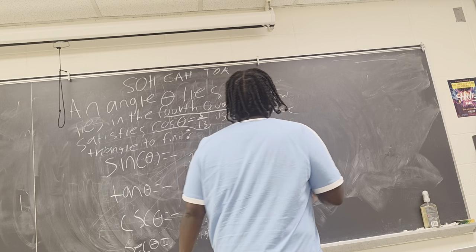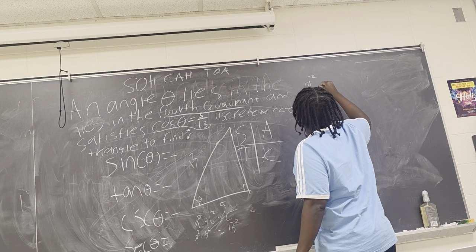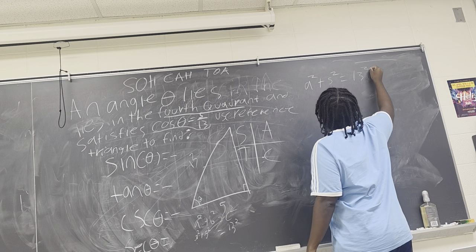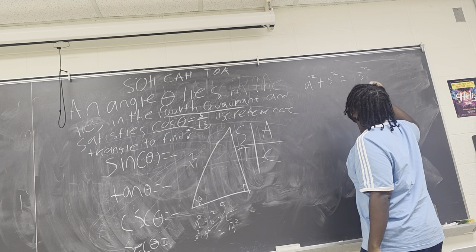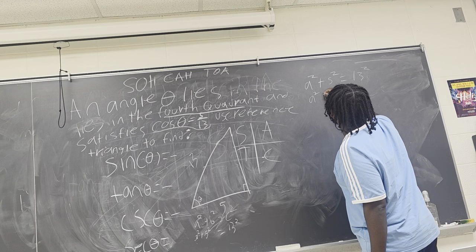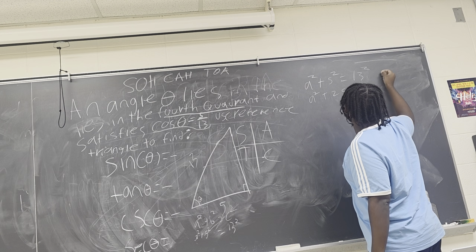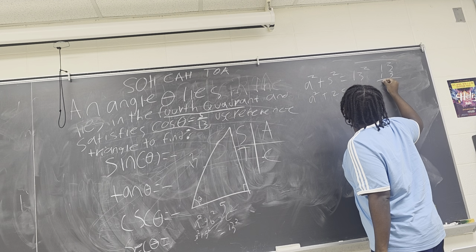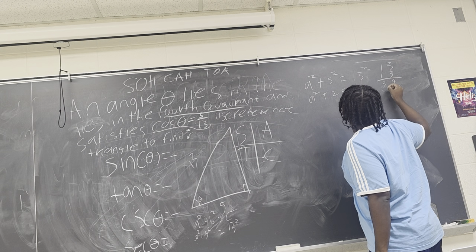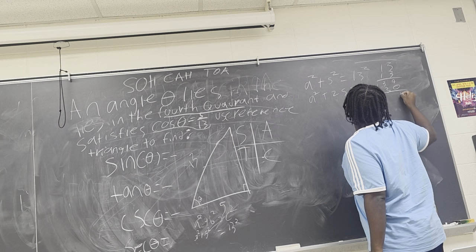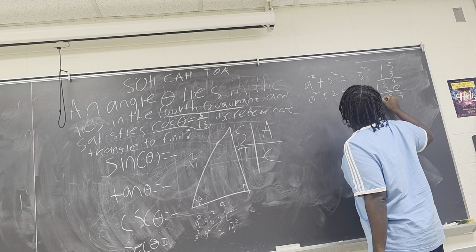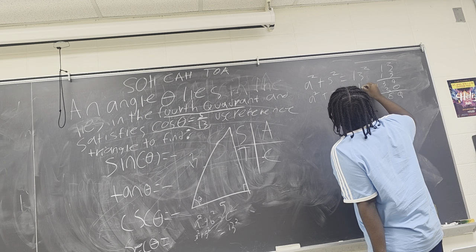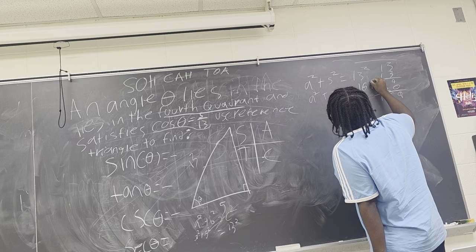So 5 times 5 is 25, so that's a squared plus 25 equals 13 times 13. You can do it over here: 3 times 3 is 9, 3 times 1 is 3, 1 times 3 is 3, 1 times 1 is 1, in which we get 9, 3 plus 3 is 6, 169. So it's going to equal 169.